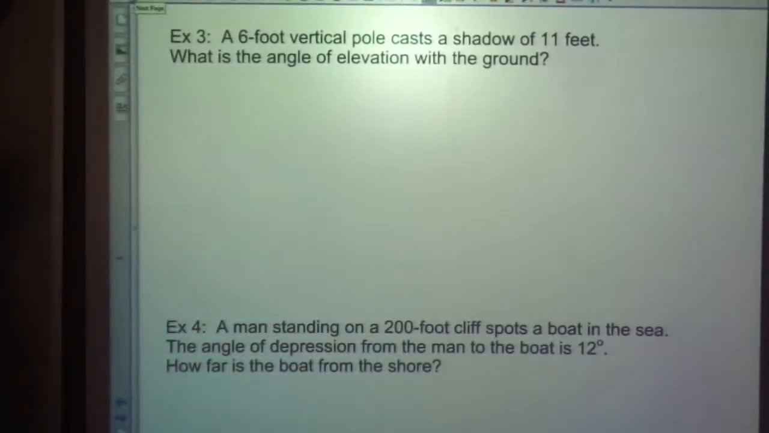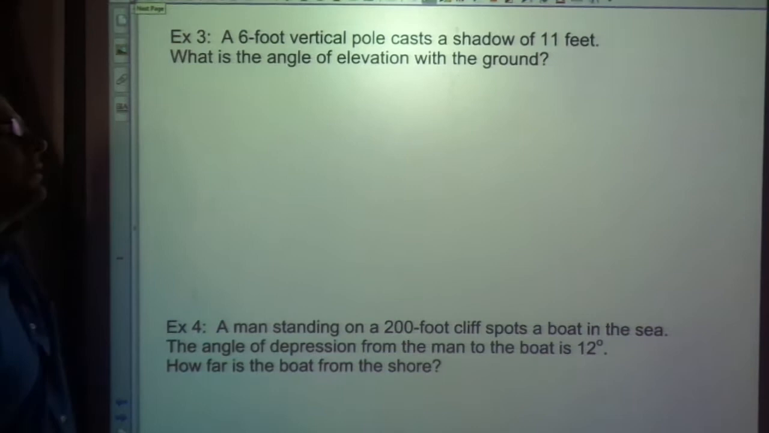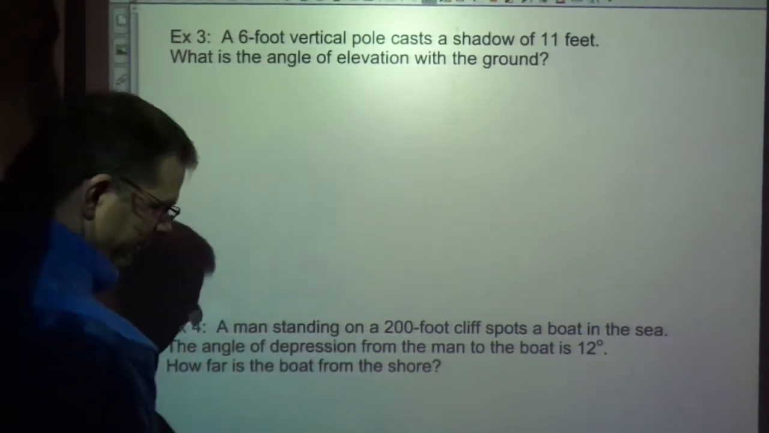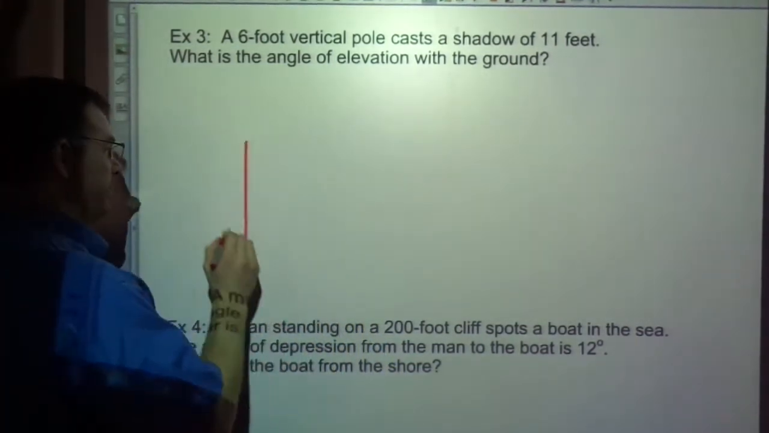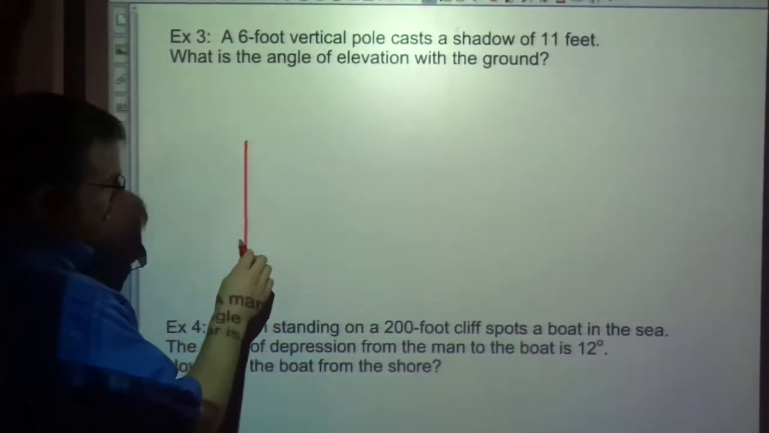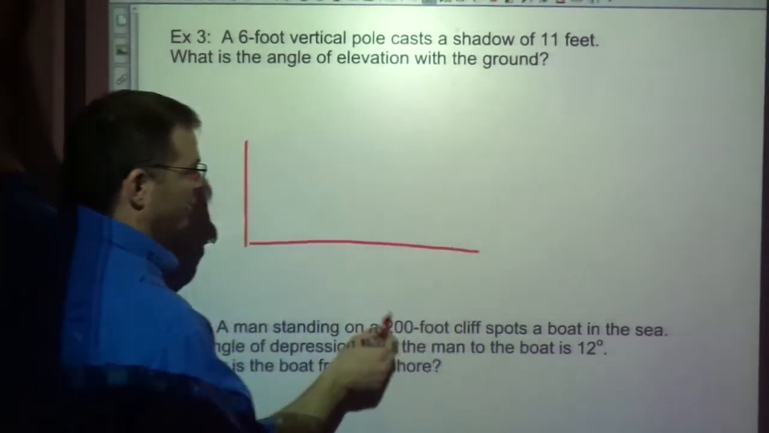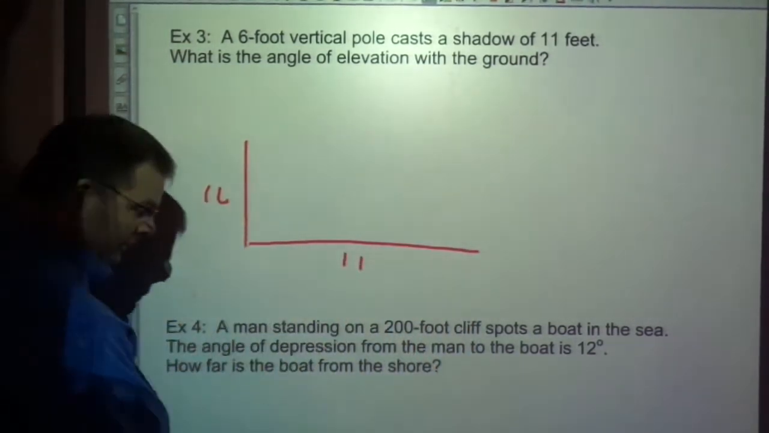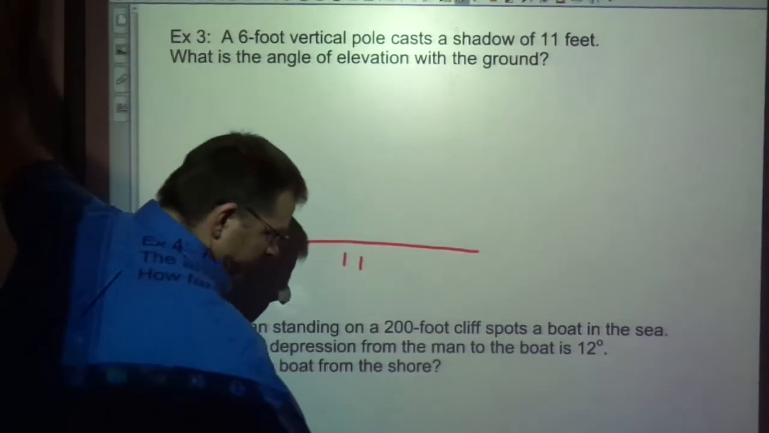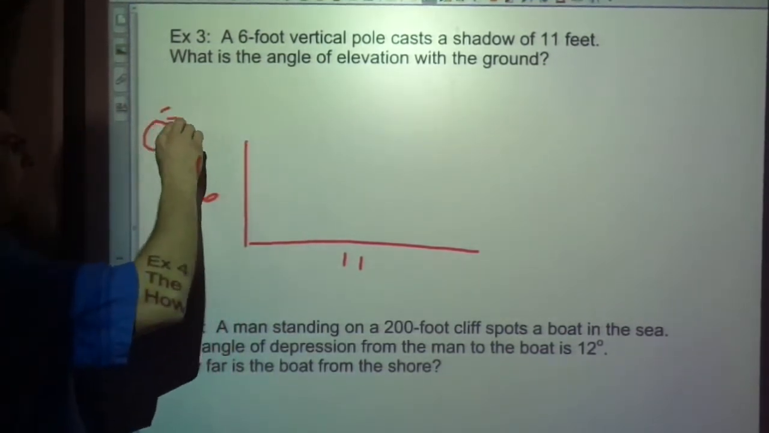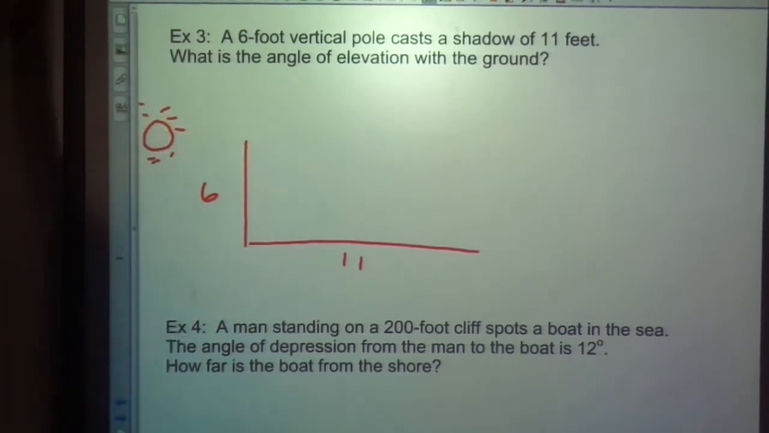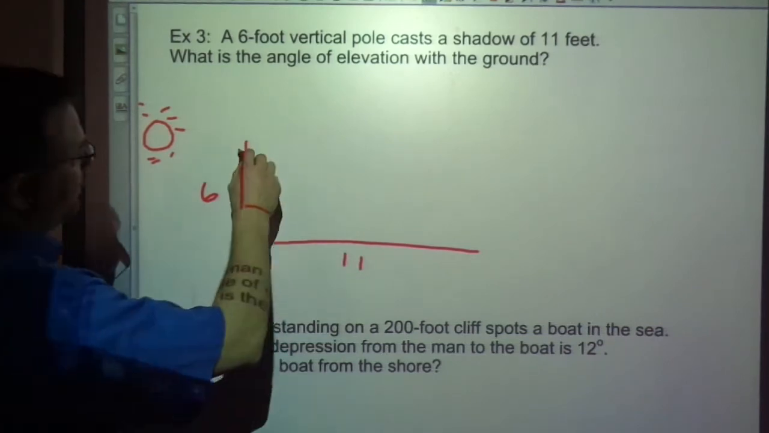Next one. You can pause the video if you need to copy this down. A 6-foot vertical pole casts a shadow of 11 feet. That's kind of weird. It's only a 6-foot vertical pole. We'll say here's my pole, but it makes a shadow of 11 feet. It's a little longer. Which means we probably have the sun over here. It's probably getting ready to set. Makes a long shadow. What is the angle of elevation with the ground?